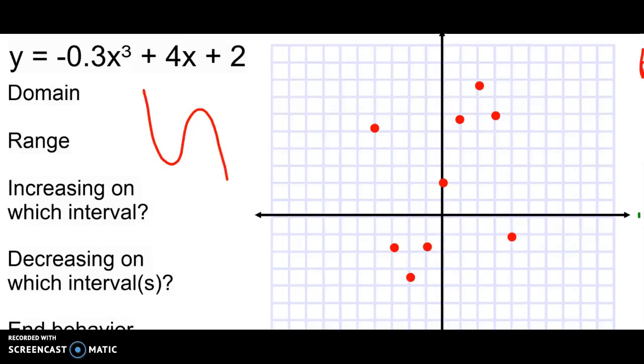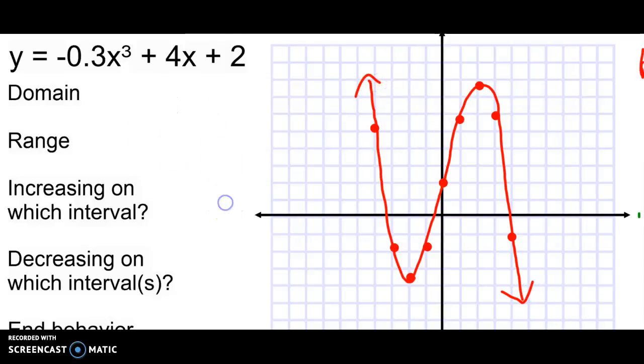So let's connect our dots the way that we see them on our graph. Plus, we know it's a cubic function, so it's going to turn twice, and I'll explain some of that to you later on when we talk more about polynomials. All right, so I connected my dots.